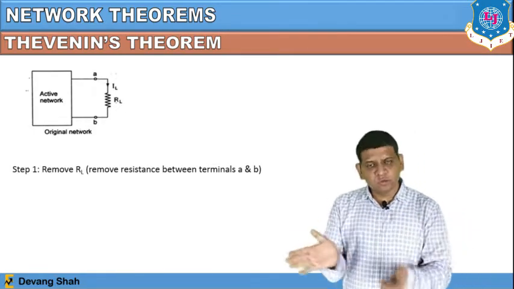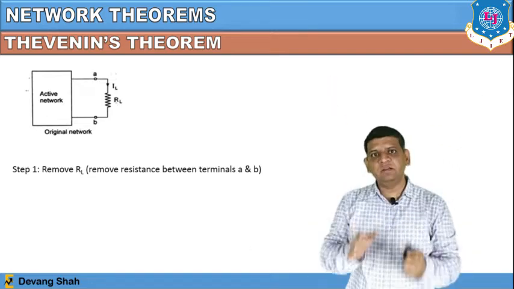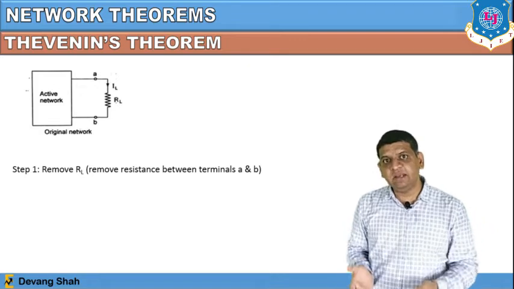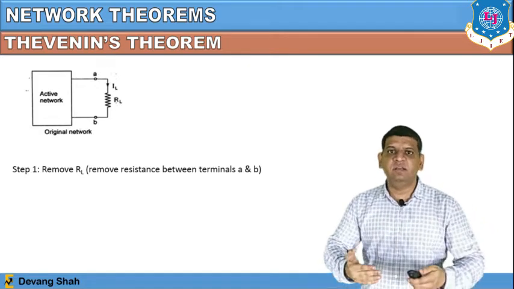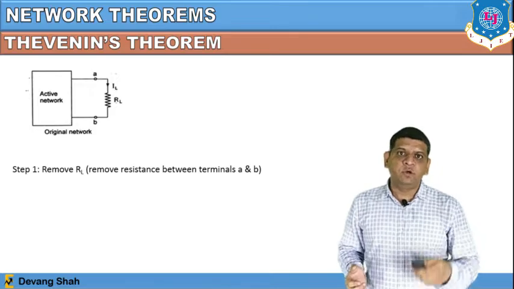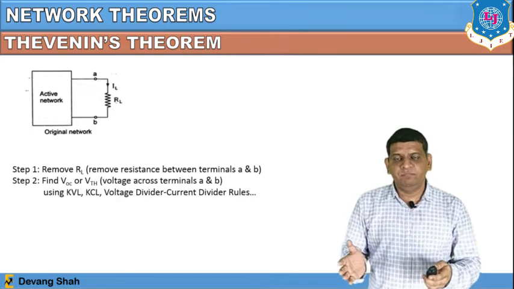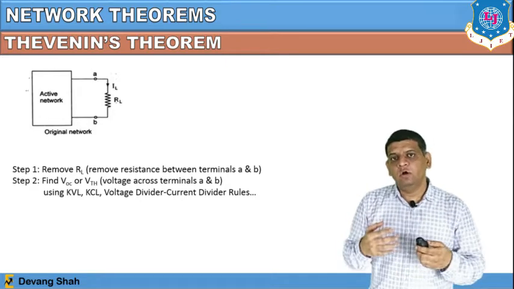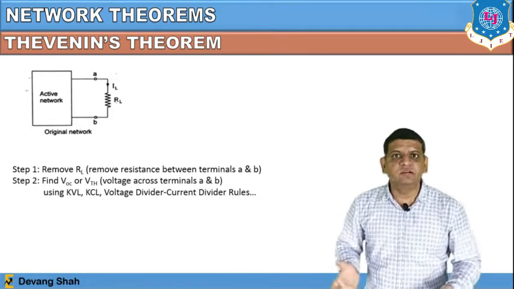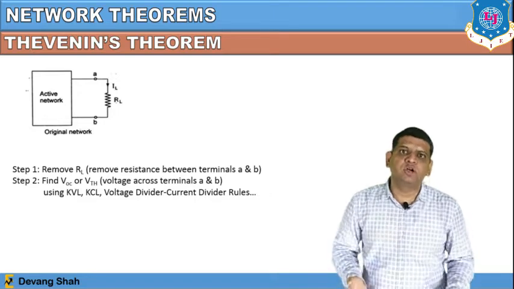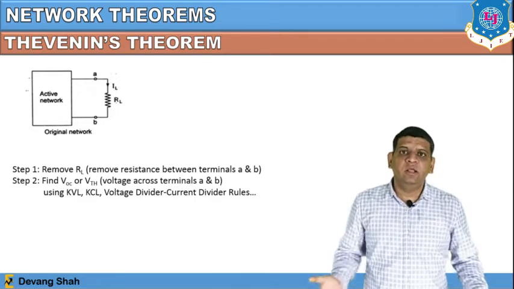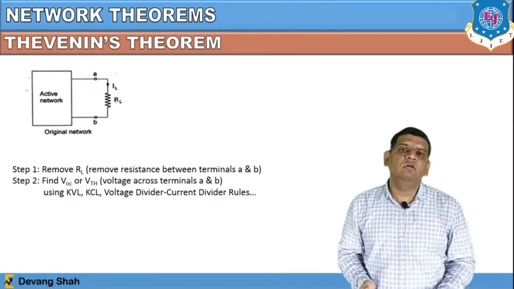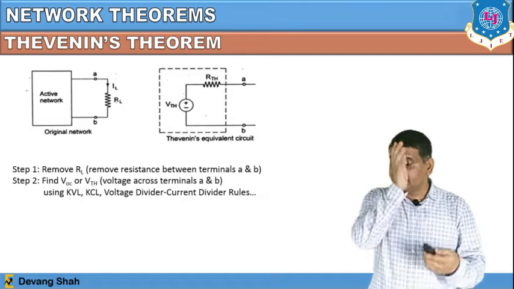Then step number two, once you remove the RL, you have to convert the complete active network into an equivalent Thevenin voltage in series with an equivalent Thevenin resistance, right? So my next job is to find the VTH. Now how are you going to find the VTH? By using methods like Kirchhoff voltage law, Kirchhoff current law, voltage divider rule, current divider rule, etc. You can apply them and find the equivalent voltage source that is considered as the Thevenin voltage source.